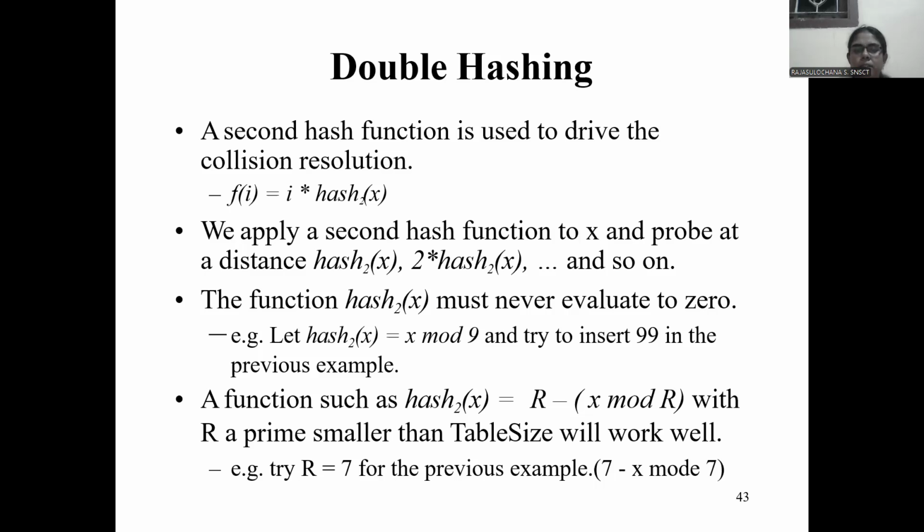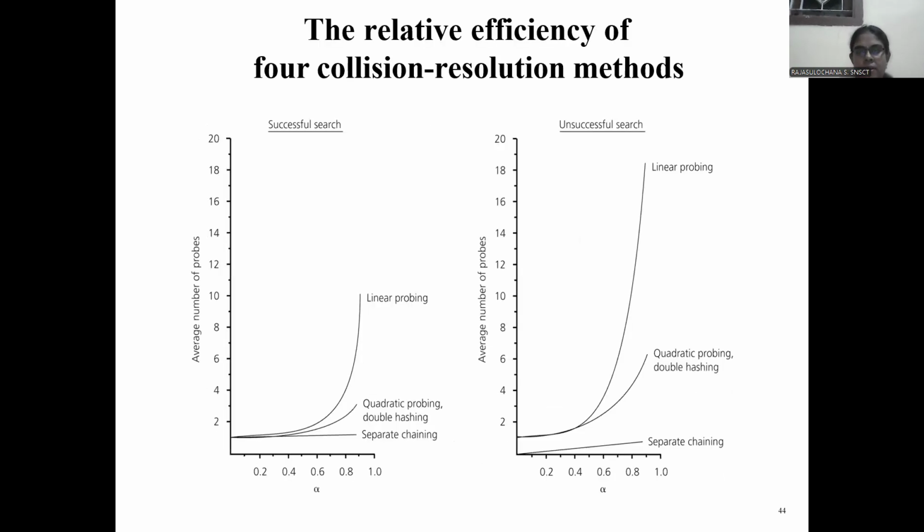In the previous example that we have discussed, the hash function was originally defined as x modulo 9, and we will try to insert the value 99. Here the newly designed function is r minus x modulo r, where r is a prime number which is smaller than the table size. Previously r was equal to 6. Now try r equal to 7 for the previous example. We will get 7 minus x modulo 7.